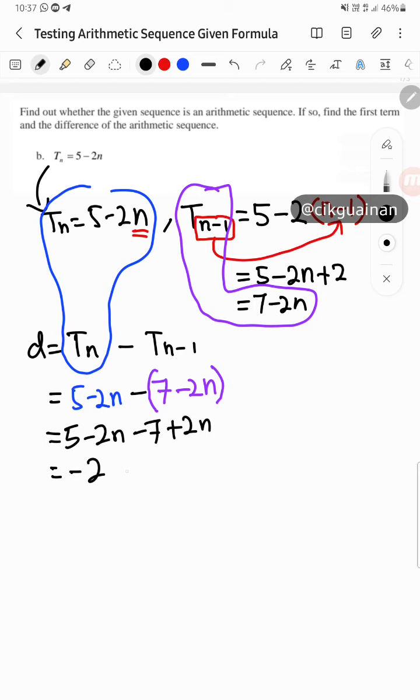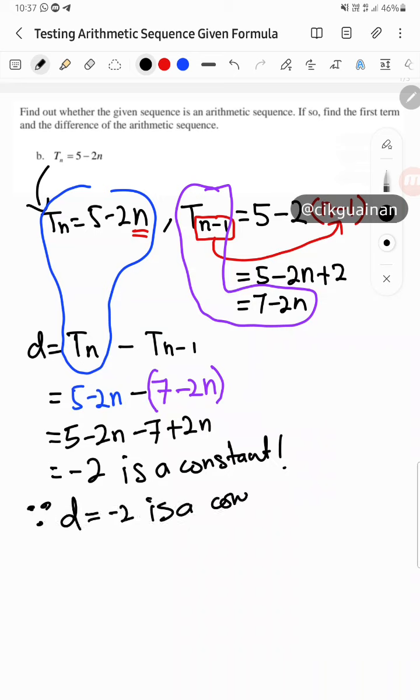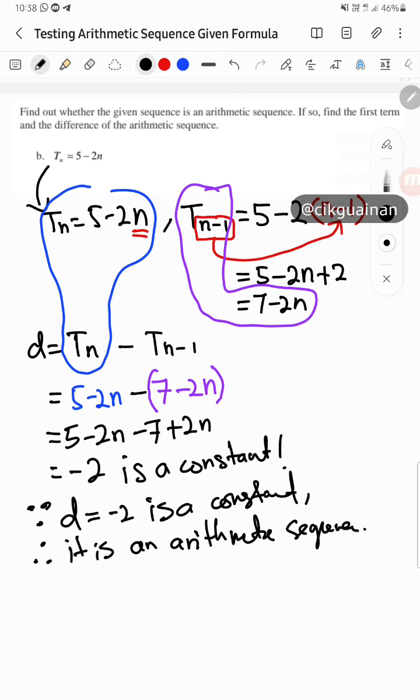Now, is minus 2 a constant or not? It's a constant. So since d, minus 2, is a constant, therefore it is an arithmetic sequence. Now we can find the first term. The first term is T1. T1 is what? T1 is 5 minus 2, changing the n into a bracket.